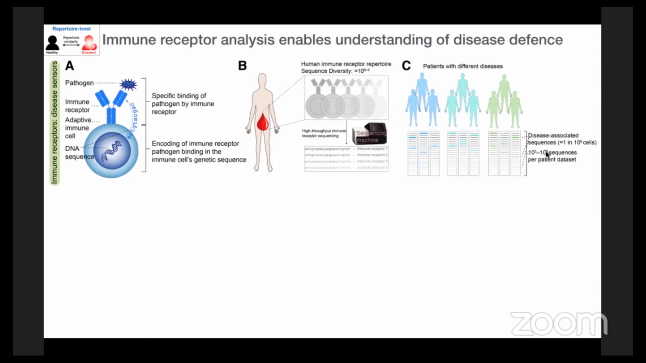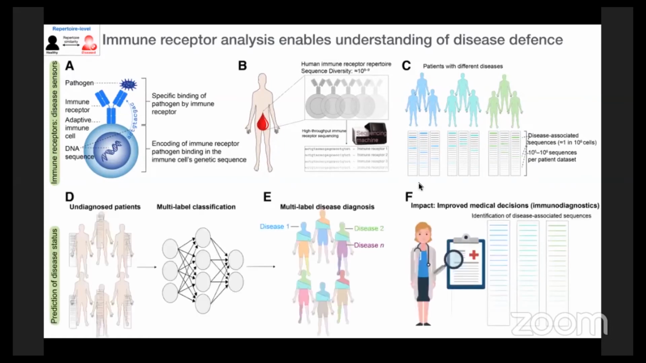And the biological problem is that these immune receptor sets in our body are huge. The data sets that we get from the sequencing are huge. But the incidence of disease-associated sequences is quite small. So it can be as low as 1 in 1 million cells and even lower than that. But this depends on the disease.